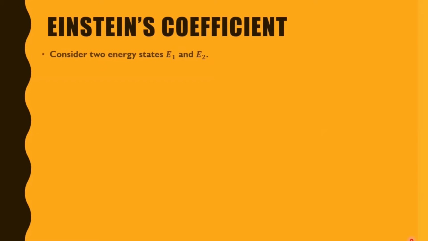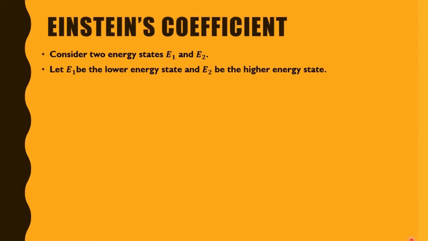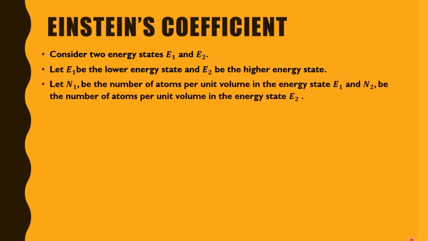Here, first of all, we will consider two energy states. One is E1 and another is E2. E1, that means 1 is the lower number, so it's the lower energy state, and E2 is the higher energy state because 2 is the higher number. N1 is the number of atoms per unit volume in the lower energy state, that is E1, and N2 will be the number of atoms per unit volume for E2. Here we will take an assumption, that is Ev, which will be the energy density of radiation.